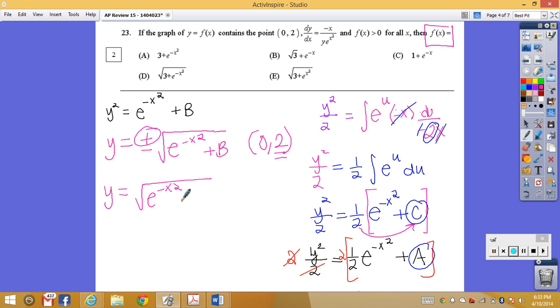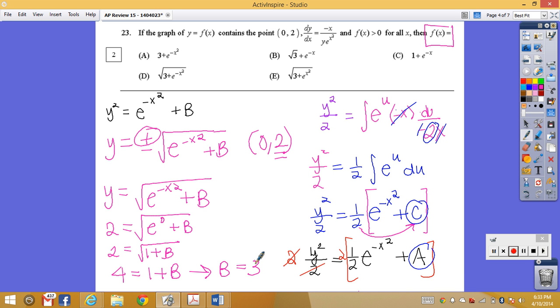That's the first thing it tells me. And then the second thing, I'm going to use the point, e to the 0 plus b. 2 is equal to 1 plus b. 4, not plus or minus because I'm squaring both sides, not taking the square root of both sides. 1 plus b, therefore b equals 3. So the final answer would be, and I'm going to put that smack in the middle right here in red, square root of e to the negative x squared, and then plus 3, which will be this one.